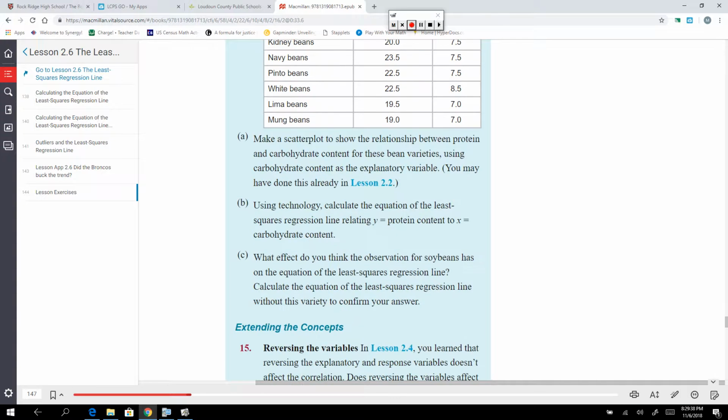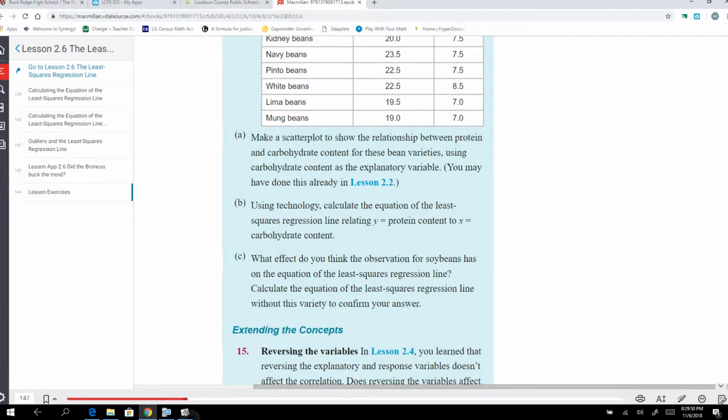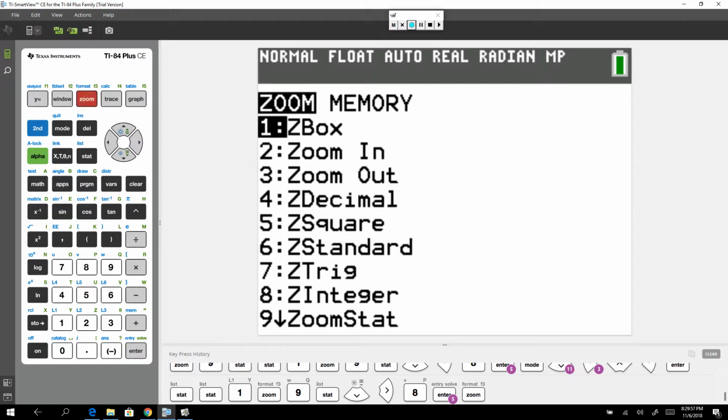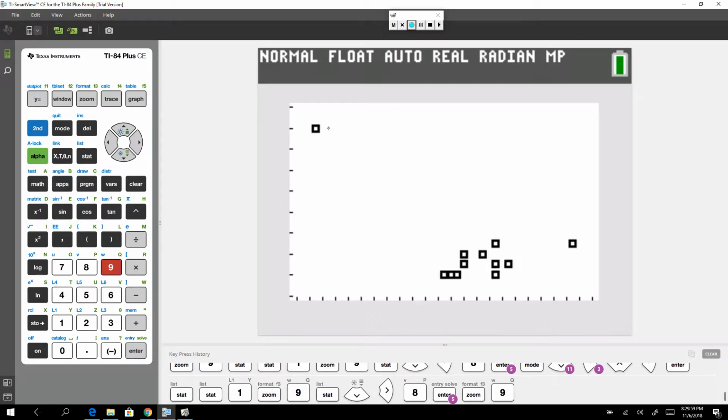Now, let's take a look at question C. What effect do you think the observation for soybeans has on the equation of the least squares regression line? Calculate the equation without this variety to confirm your answer. So soybeans, hopefully you saw in the data that the soybean was right there. When we had that on our calculator, the soybean is this point up here.